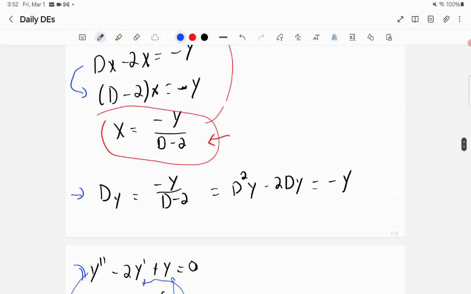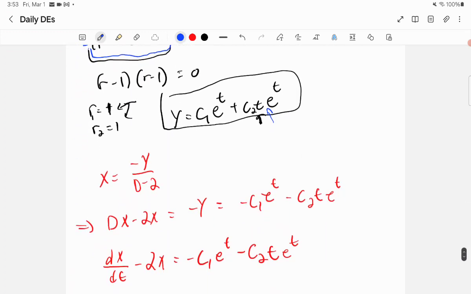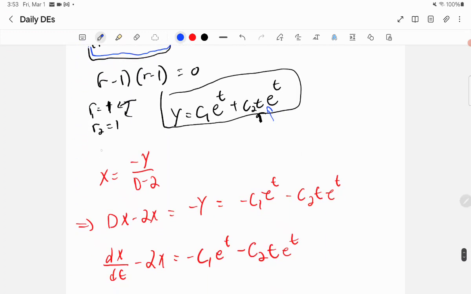I could solve it for x, right? So I can go back up here to this part, and now I have my y, so I can use that to solve for x, which is what I'm going to do down here. Remember that x was equal to minus y divided by D minus 2. So that means I can go back to the original form, which is Dx minus 2x is equal to minus y, but minus y is equal to minus c1 e to the t minus c2 t e to the t.